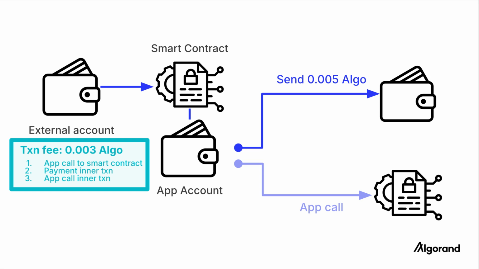Just remember to pay enough transaction fees when calling this method because now there are two inner transactions being sent, so the external caller needs to pay for two inner transaction fees.